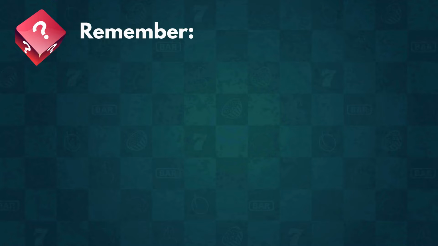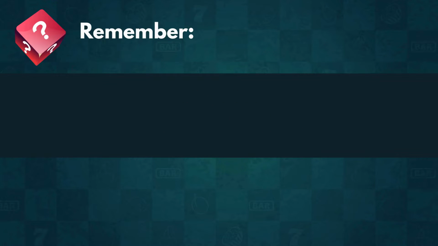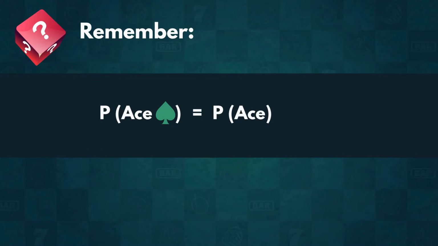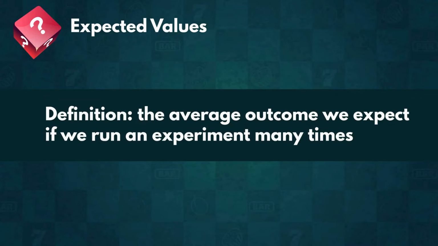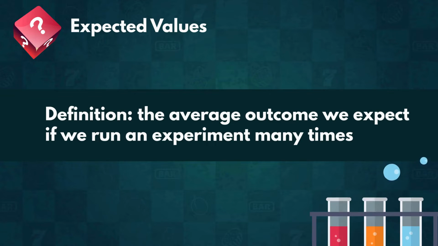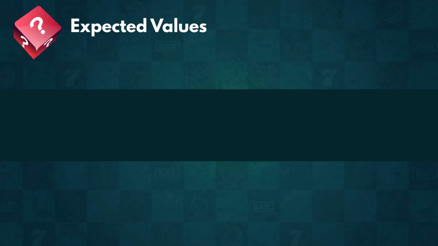Note that the probability of 2 independent events occurring at the same time is equal to the product of all the probabilities of the individual events. For instance, the likelihood of getting the ace of spades equals the probability of getting an ace times the probability of getting a spade. Expected values represent what we expect the outcome to be if we run an experiment many times. To fully grasp the concept, we must first explain what an experiment is.